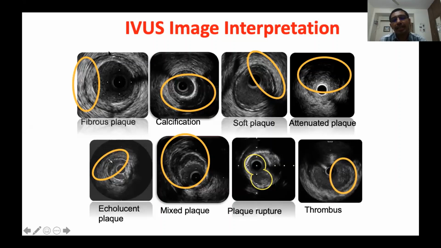So based on the echogenicity of adventitia as a reference, isoechoic is fibrous tissue, hyperechoic with shadowing and reverberation is fibrocalcific tissue, hypoechoic is soft plaque, isoechoic plaque with deep signal attenuation is attenuated plaque, and a plaque with intraplaque echolucency is echolucent plaque. A plaque with more than one characteristic is mixed plaque. A plaque with an intraplaque cavity with communication to your lumen is a plaque rupture. A freely mobile intraluminal mass with clear separation from the intimal layer is the thrombus. Okay, this is the most important slide we are going to show today.